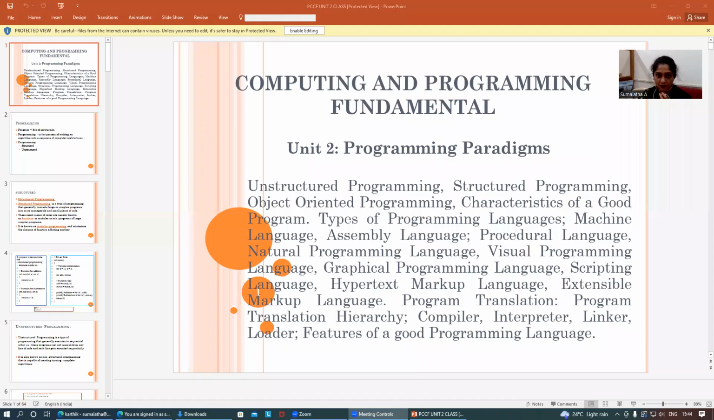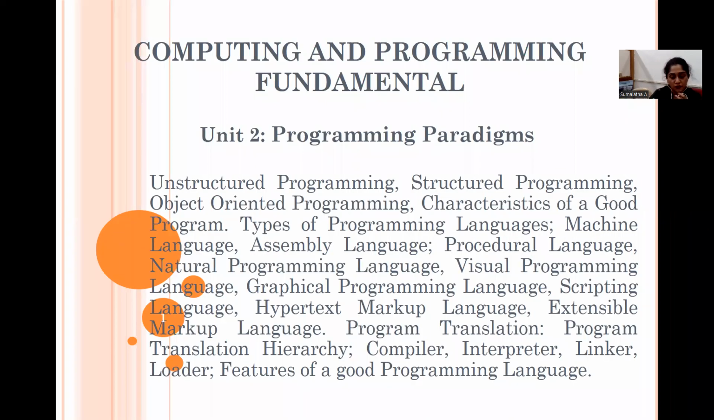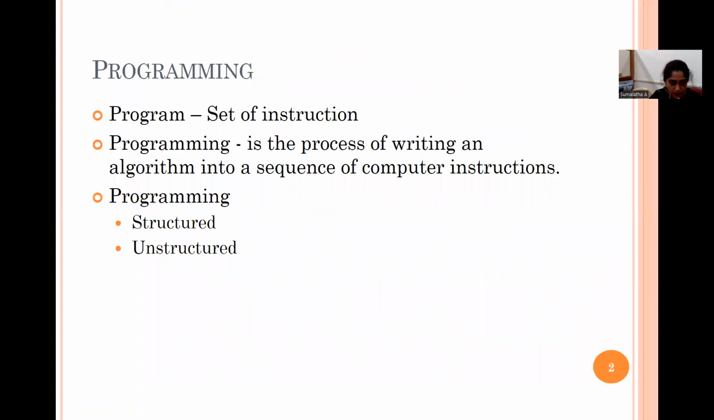Hello all. Today we'll learn about the basic fundamentals of computer programming. We'll just learn about what it is. So whenever we say programming paradigms, here we will study the unstructured and structured programming, and basically what OOP is, that is object-oriented programming, and the basic characteristics of a good program, and the various types of programming languages. So we'll just see what each and everything is in detail.